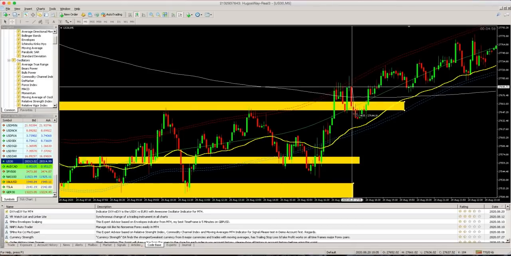I would have entered this. The drawdown wasn't bad though. It was only 55 pips. Remember, my risk on every trade is about a good 200 pips. So to go from 200 to 55 pips, that's not bad. You know, a 55 pip drawdown is nothing.